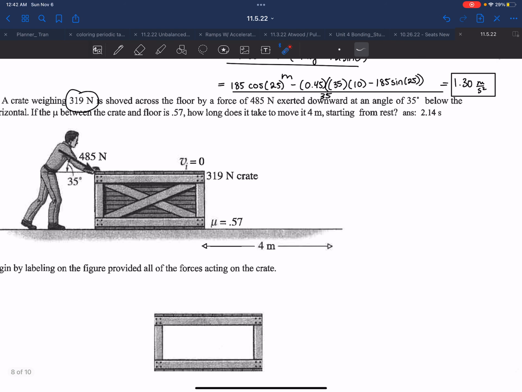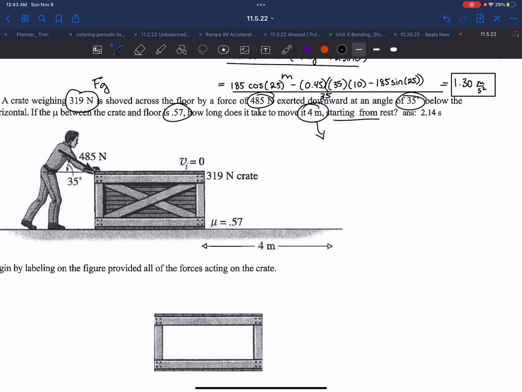So we have a crate that is weighing 319 newtons. So right off the bat, they give you weight, which is force of gravity, shoved along the floor with a force of 485 with an angle of 35 below the horizontal. If the mu is 0.57, how long will it take to move it 4 meters starting from rest?